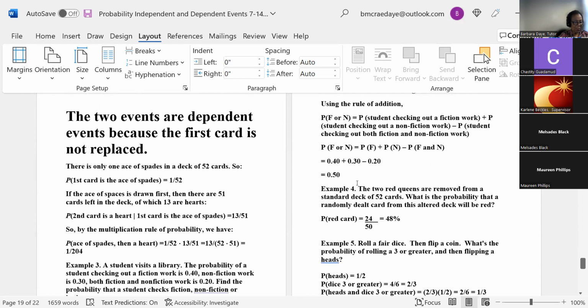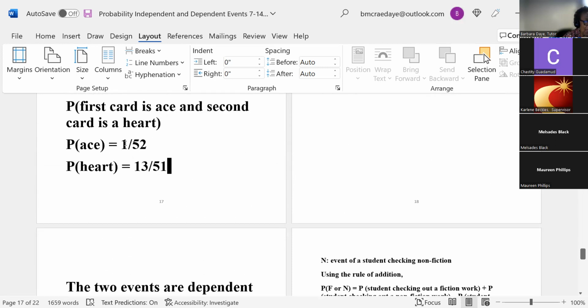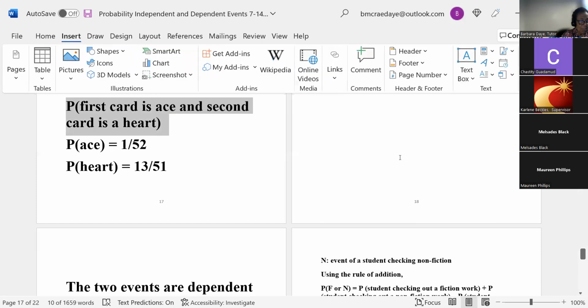So spades, then a heart. So what you have to do, this is a multiplication. The first card is an ace, the second card is a heart, so it'll be 1/52 times 13/51. So you multiply that out. Let me just copy that and put that on the next page.